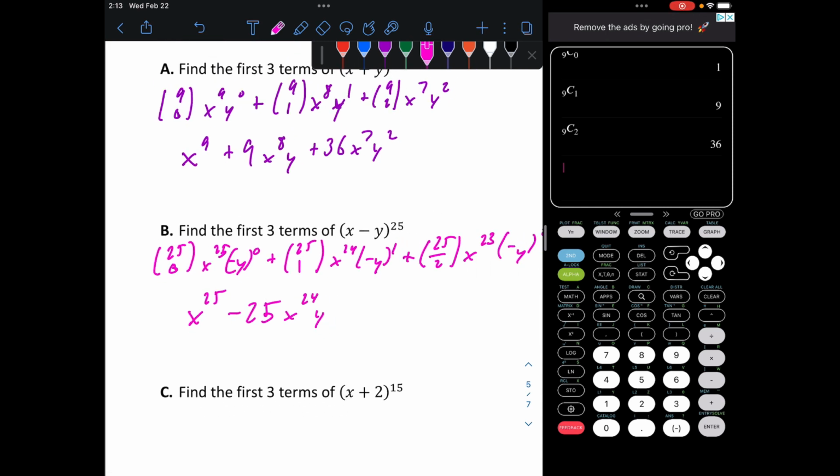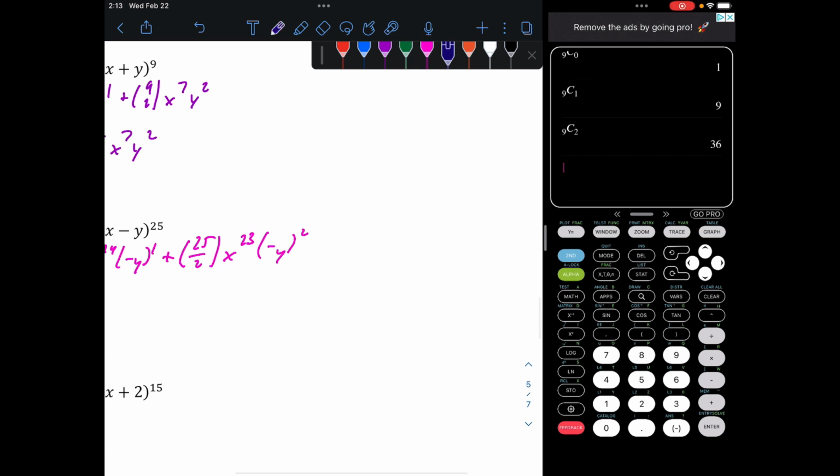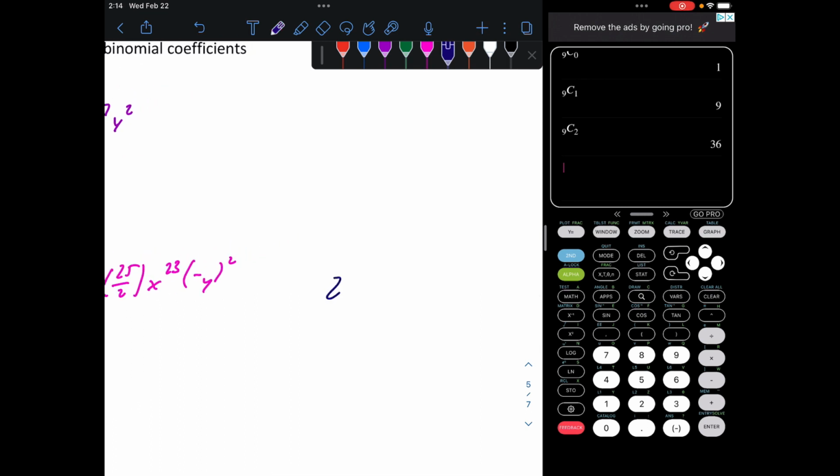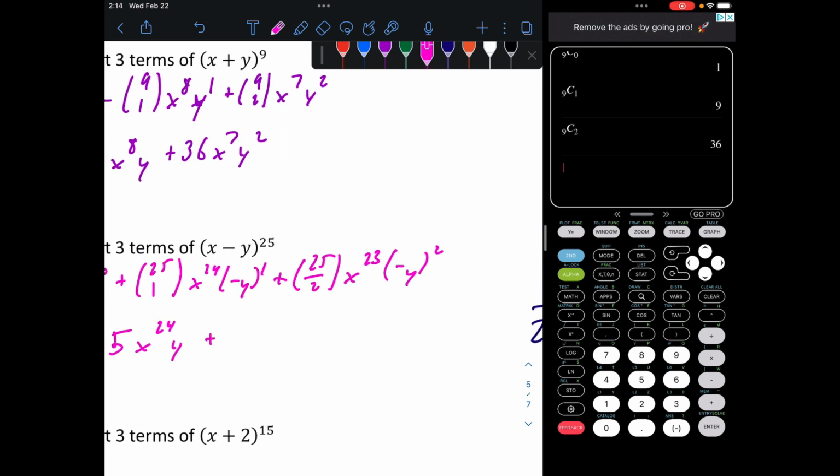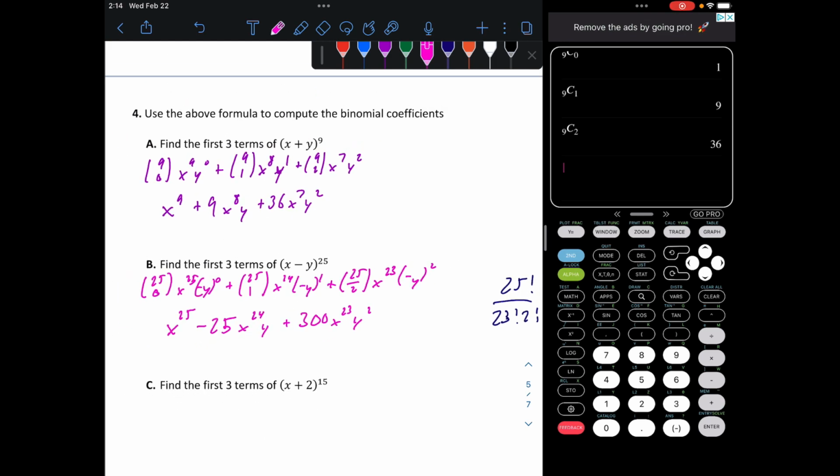25 choose 2. Let's use our formula to find that. So I'm just going to go off to the side over here. 25 choose 2 will be 25 factorial over 23 factorial 2 factorial. It's going to be 25 times 24 over 2, or just 25 times 12, which is 300. So that's going to be plus 300 x to the 23rd y squared. The negative y squared would be positive y squared. There's the first 3 terms of that.